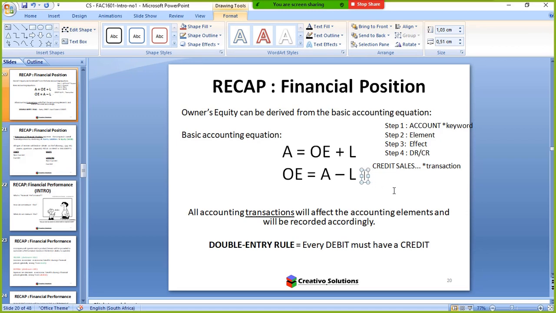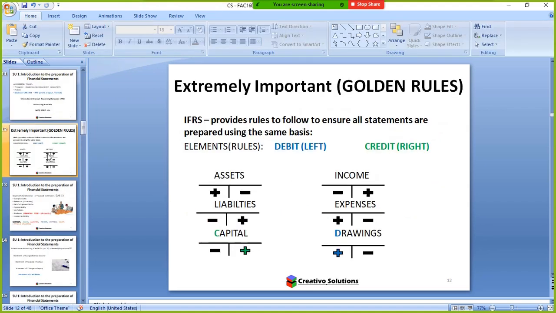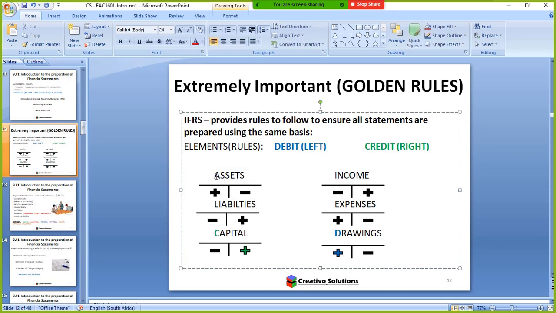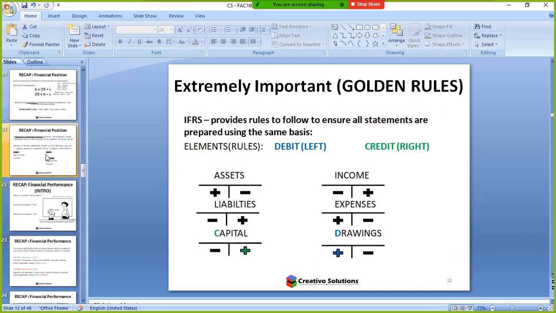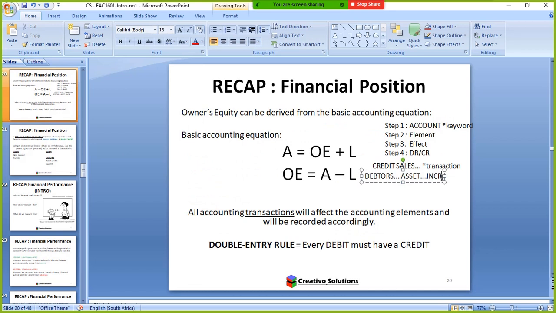When I have a credit sale, what is the keyword? Debtors. What is debtors? Debtors is an asset. What is happening to my debtors when I sell goods on credit? Does it increase or decrease? Increase. Good. Then I go to this slide. Where do assets increase? On the debit side. That's my approach to accounting, because then you don't have to study a list of things. You just have to study 4 steps and 6 rules. This gives me the debit.